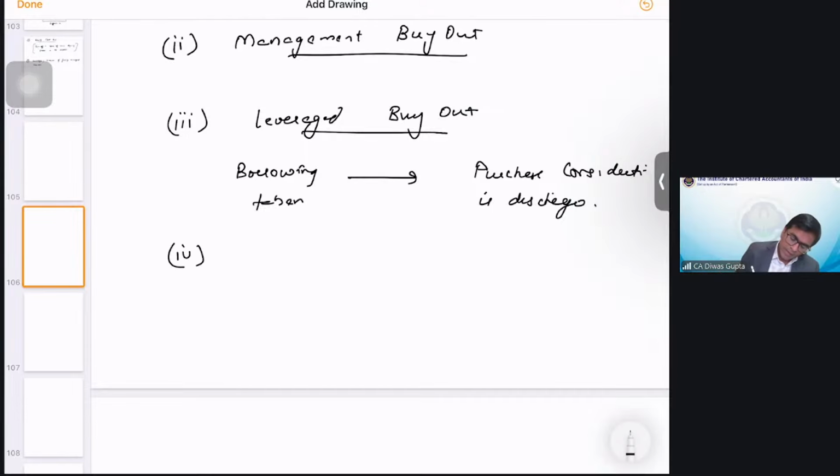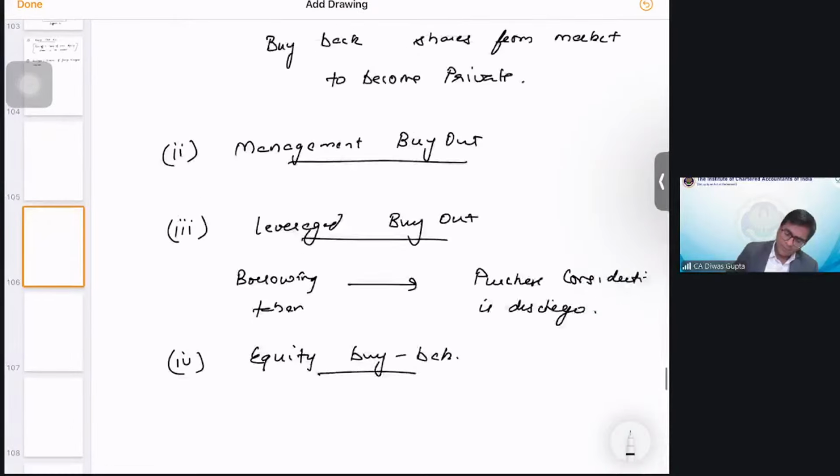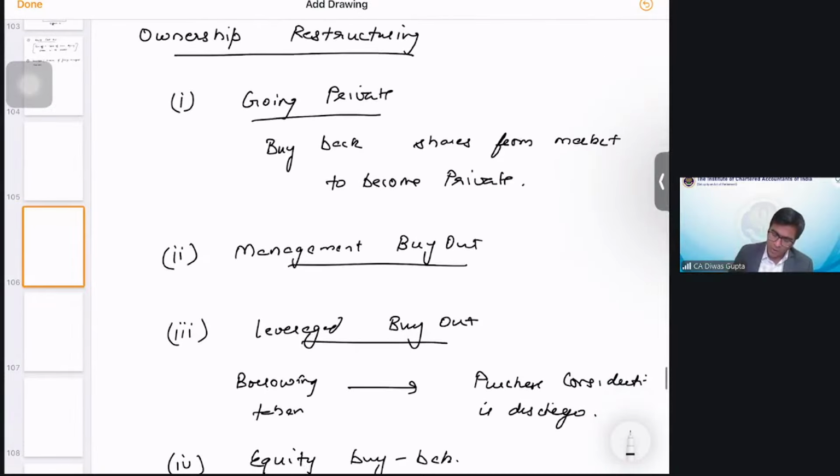The last one is called equity buyback. Right? So the equity buyback happens where you just buy back some part of your equity from the public, right? So that your equity in float becomes lower. Okay. Clear, students? These are the different forms of ownership restructuring: going private, management buyout, leveraged buyout, and then equity buyback.